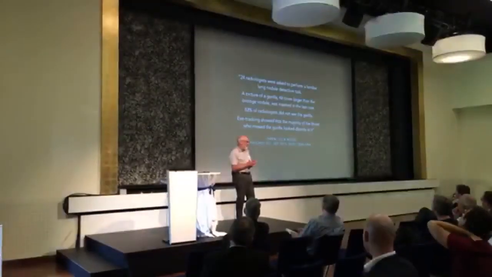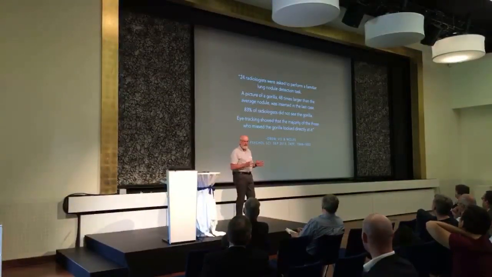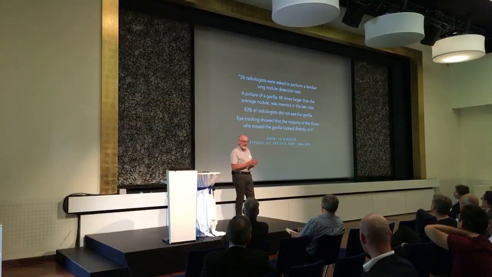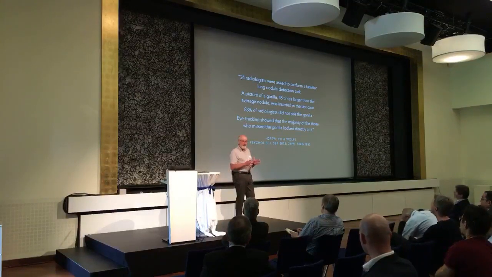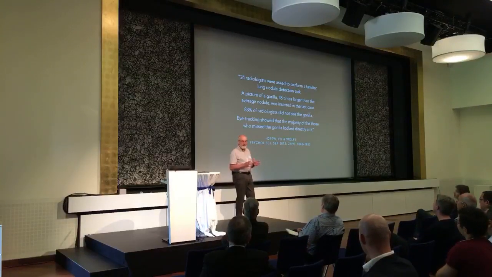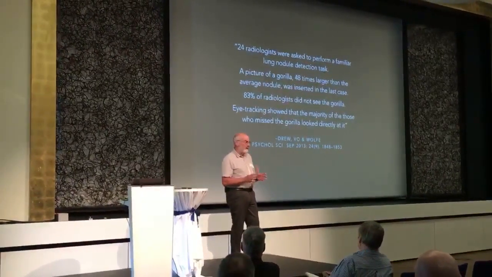group of individuals. On average, somebody looking at an X-ray has got 15 years of experience and 6 years of training. You've got a three-generation body of knowledge. You give them a batch of X-rays and you say, look for anomalies. On the final X-ray, you put a picture of a gorilla, which is 48 times the size of an average cancer nodule, and 83% don't see it, even though their eyes physically scan it.